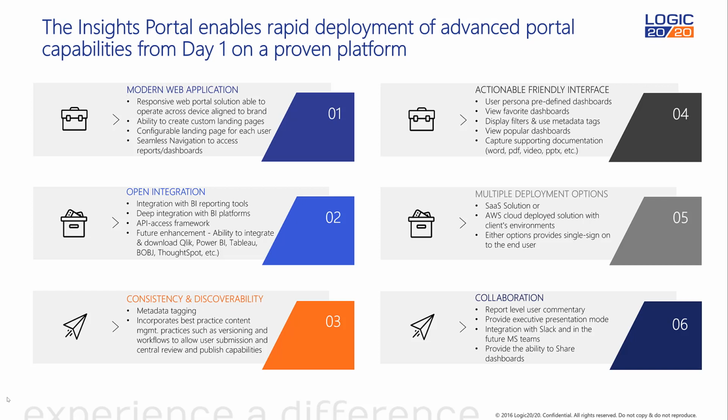We want open integration. Now, of course, we want good APIs. And naturally we want integration to the popular tools that are out there, so QlikSense, Power BI, BOBJ, ThoughtSpot, etc. We want consistency and discoverability, so that's where your tagging comes in. We want best practices in content management applied. We want to make it really, really easy to publish as well. We want an actionable, friendly interface, so good user experience, easy to access PDFs, videos, slides.